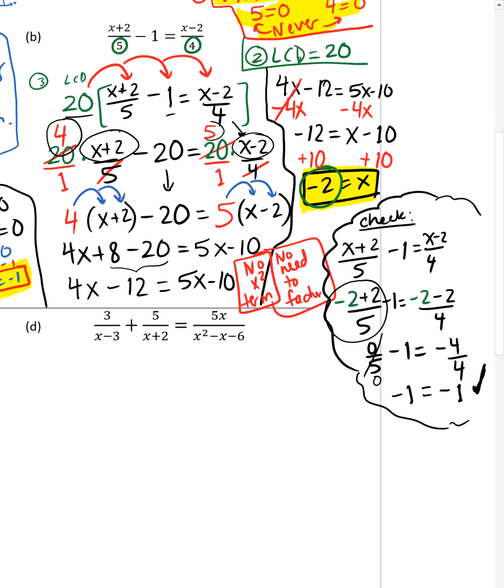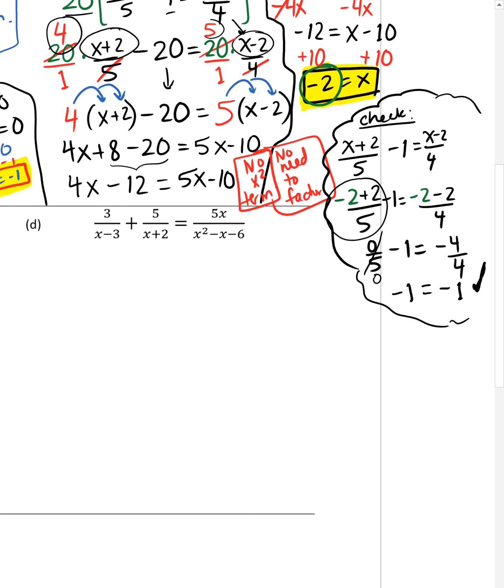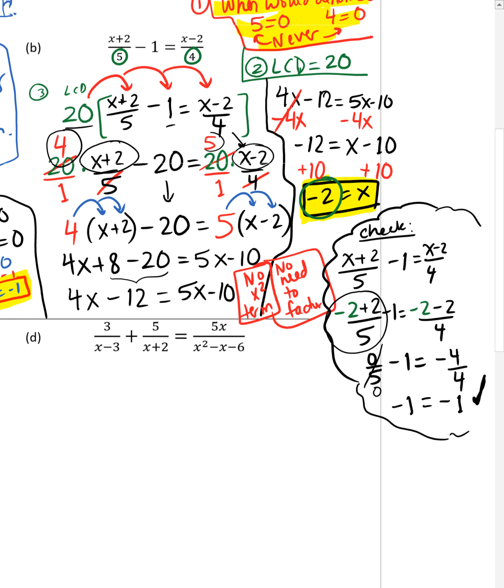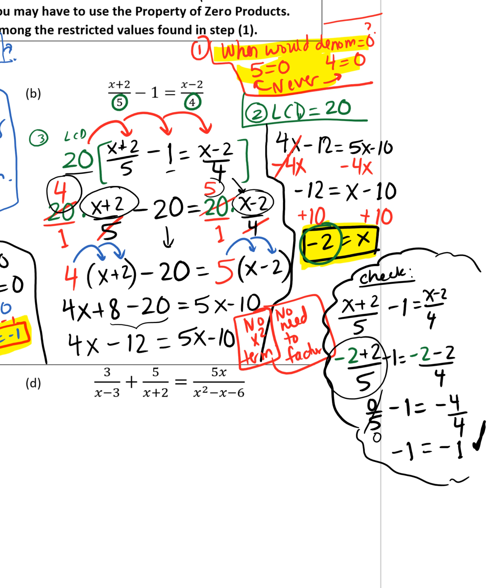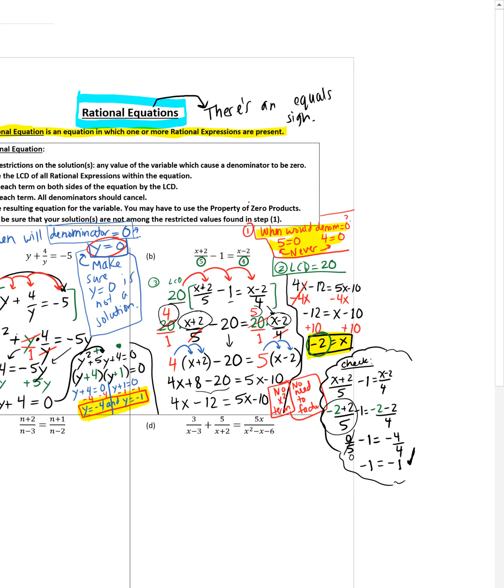But if I got anything that wasn't true, like 0 equals 5 or negative 1 equals negative 7, that would mean I got the wrong solution, and I better check my work. Sometimes it's easy to make a mistake, too. With all the steps in these problems, it's easy to do one little thing wrong. Anyway, let's look at part C now.